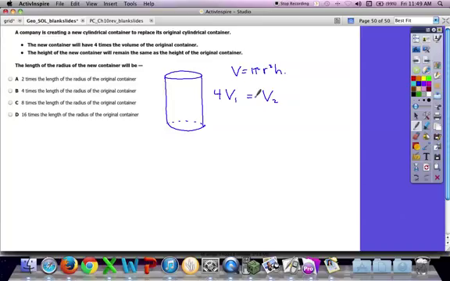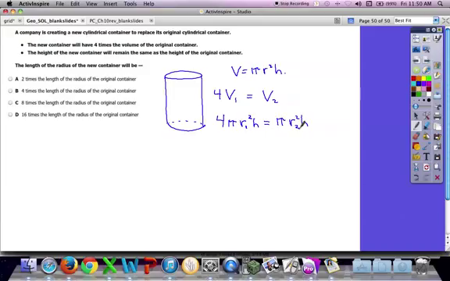The height of the new container will remain the same as the height of the original container. So as I'm substituting in here, this is going to be pi times r squared h, and on the right, it'll be pi times r squared times h. Now we know the h is the same. That's what this second line is telling us. But the r is different, right? I can call this r1 and I'll have to call that an r2. They're not the same as each other, because something has to change here.